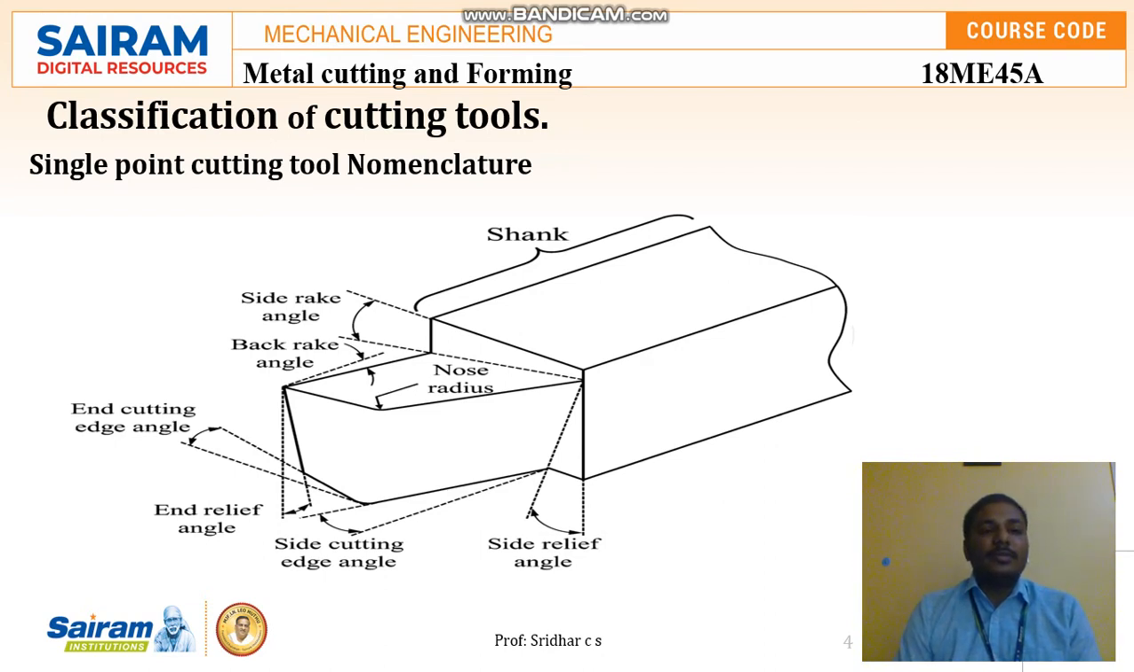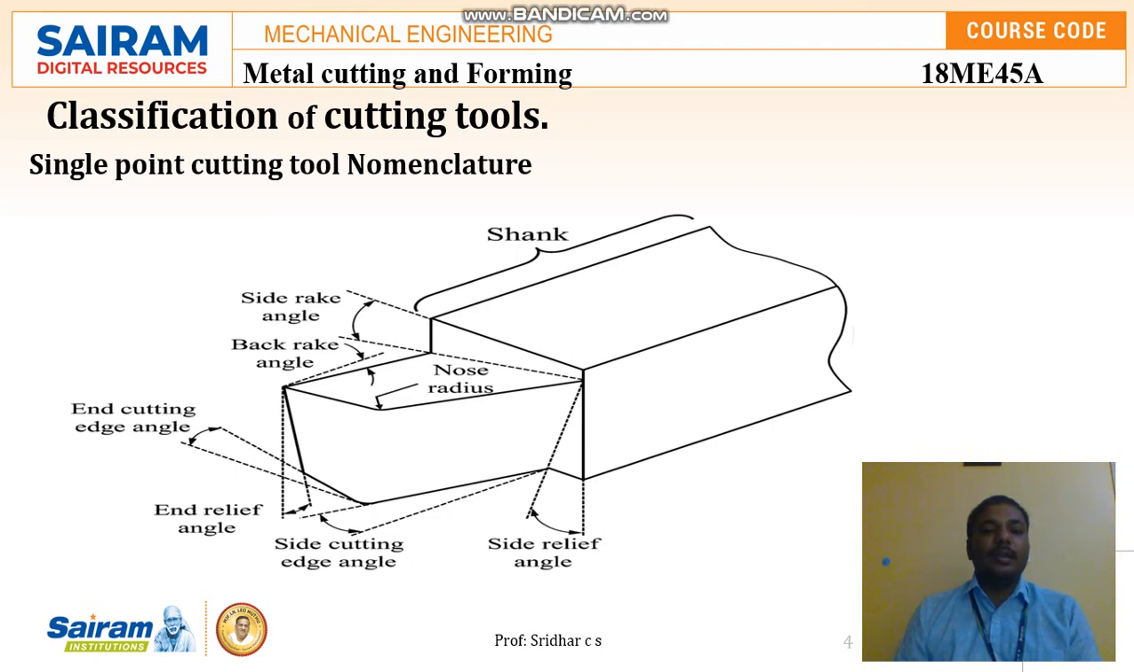According to the syllabus, we're going to study only the single point cutting tool. But generally, we should know the different types of cutting tools. Single point means only a single edge, multi-point means more than one edge. So according to our syllabus, we're going to study in depth the single point cutting tool nomenclature: what parts there are, what the major parts are, and how it works.